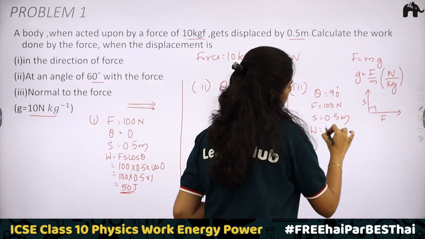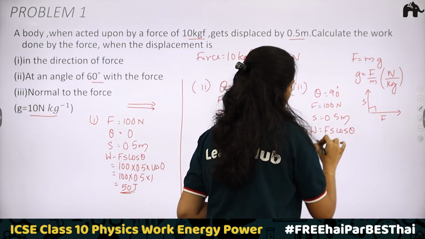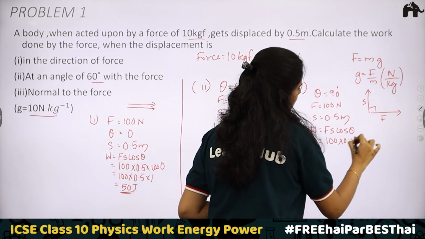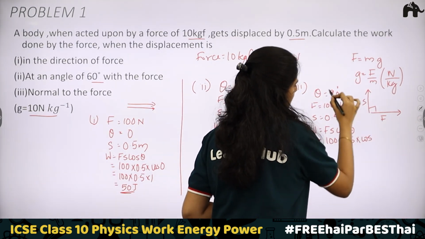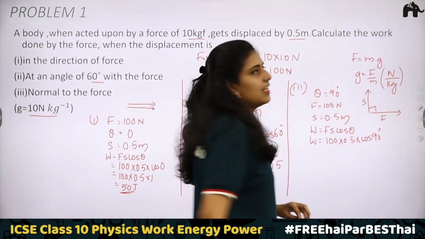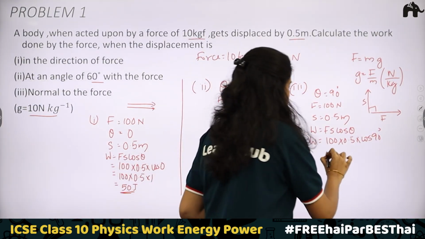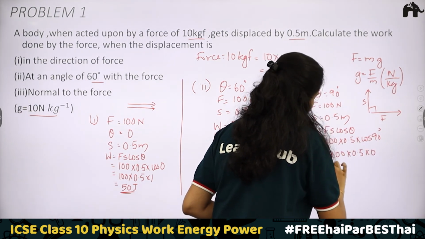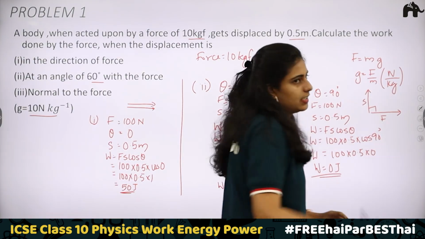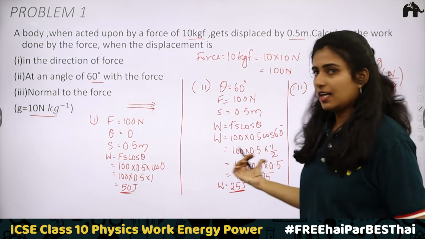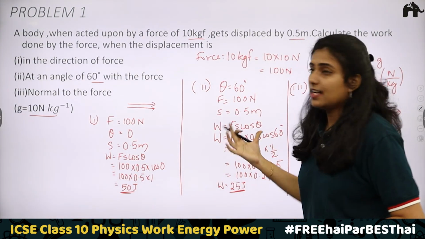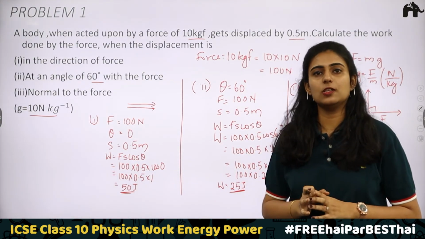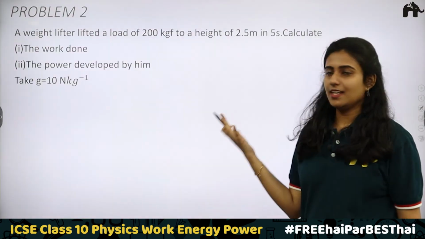Then work is equal to Fs cos theta. Work is equal to 100 into S, 0.5 into cos theta. Theta angle is 90 degree. What is cos 90 degree? 0. Correct. So 100 into 0.5 into 0, which means the work done will be 0 joules. There is no work done. You know this, right? We have studied 0 work done is when force and displacement are perpendicular to each other. That is theta is equal to 90 degree. Clear? Next, the second problem.